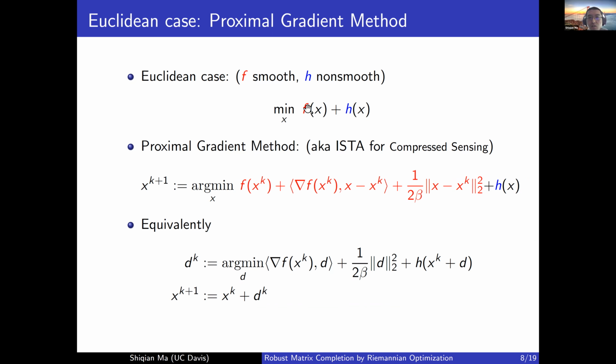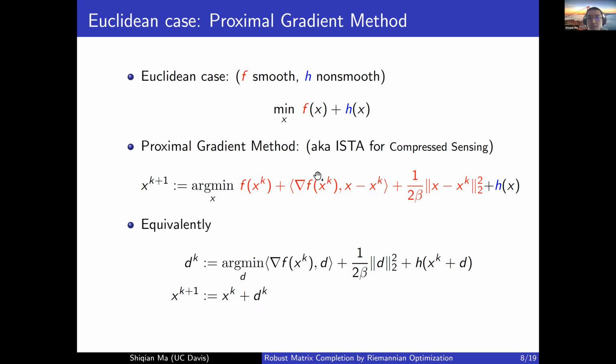We're minimizing a smooth function f plus a non-smooth function h. Then the proximal gradient method can be described in this way. In a typical iteration, we linearize the smooth function f at the current iterate x_k, then add a proximal term. For the non-smooth function h, we keep it unchanged. We minimize this function with respect to x to update x_{k+1}.